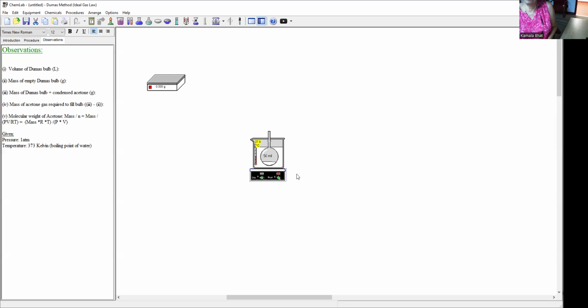After it turns to vapor, we allow the flask to cool down in the hot water bath for 1 or 2 minutes. Then take the beaker away from the hot plate, allow it to cool for some more time, then remove the flask and let it cool completely to room temperature before you record the mass of the vapor and the bulb.